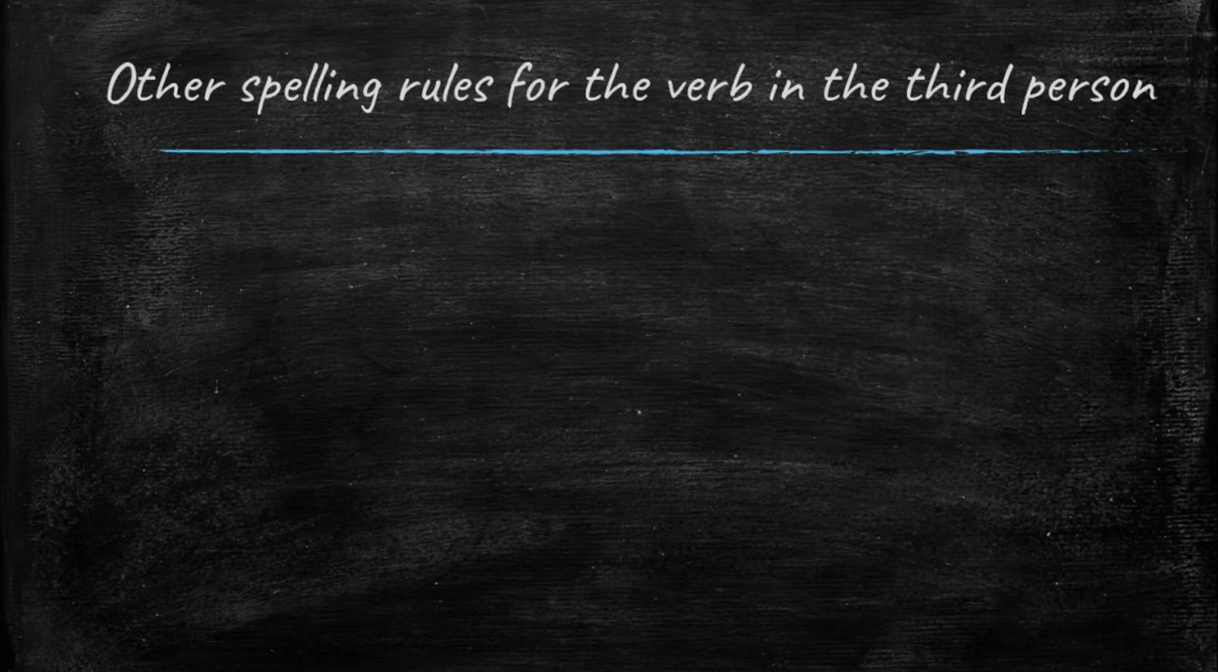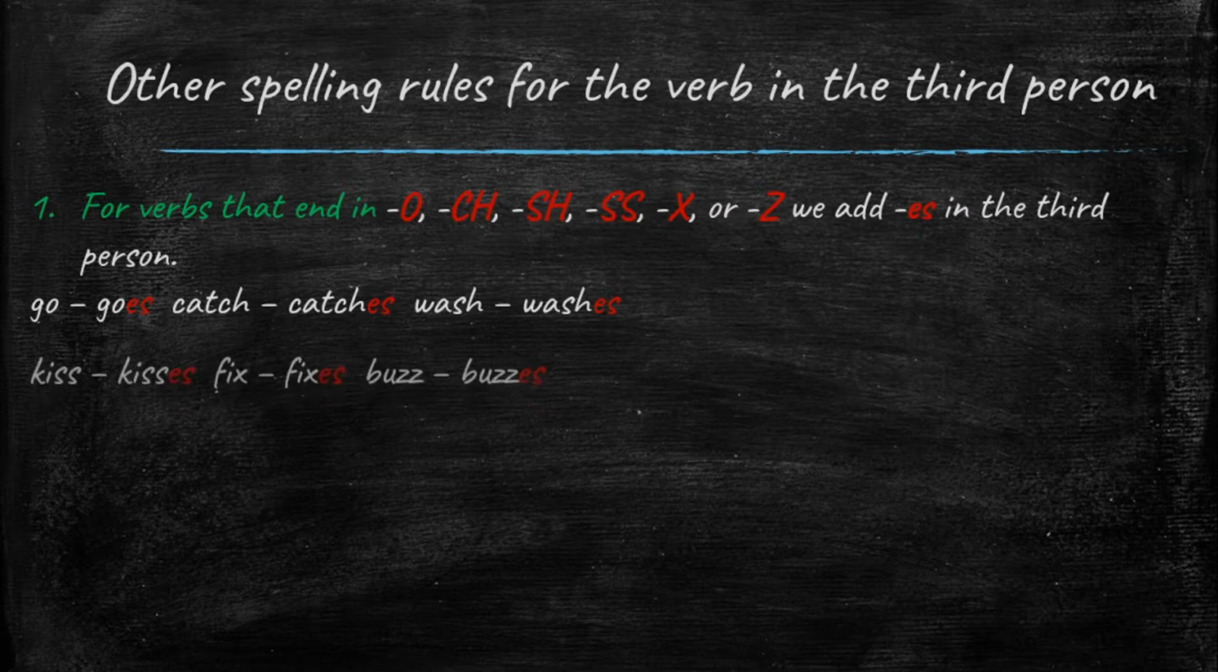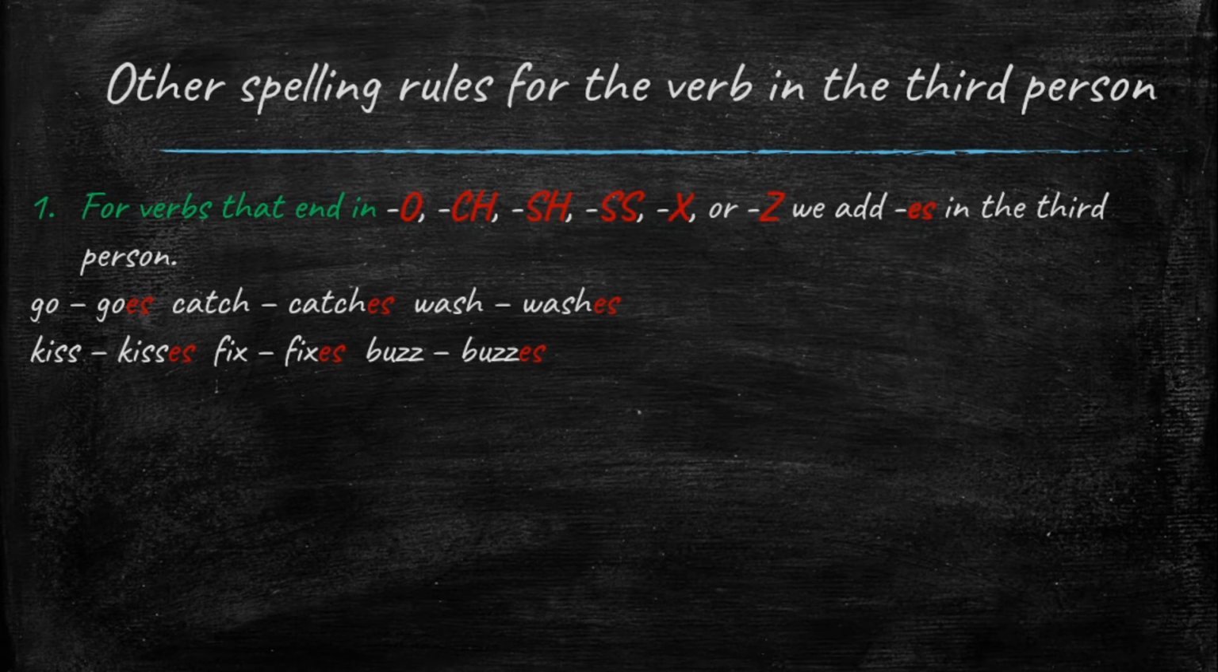Now let's see some other spelling rules for the verbs in the third person singular. So rule number 1, for verbs that end in O, CH, SH, double S, X, or Z, we add ES in the third person. For example, go, goes, catch, catches, wash, washes, kiss, kisses, fix, fixes, buzz, buzzes.